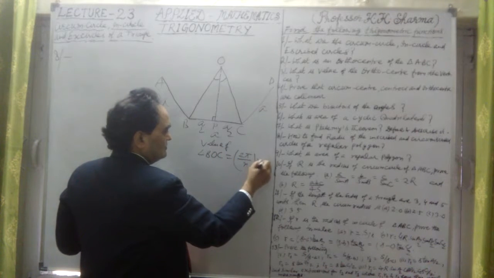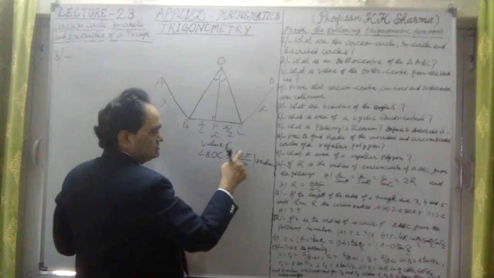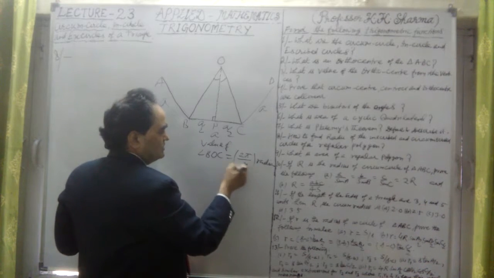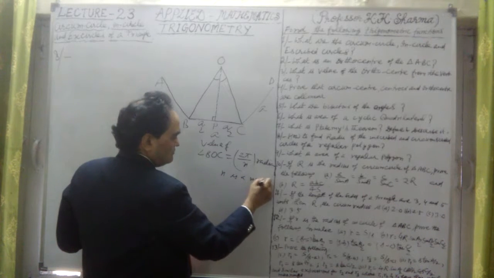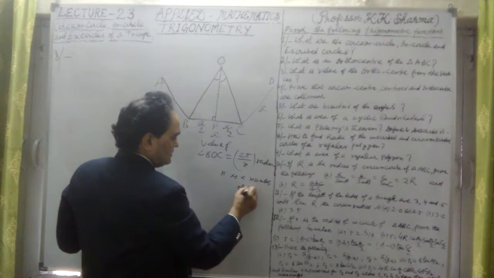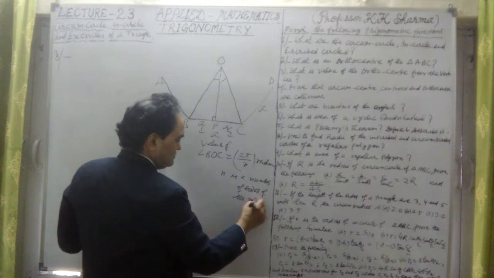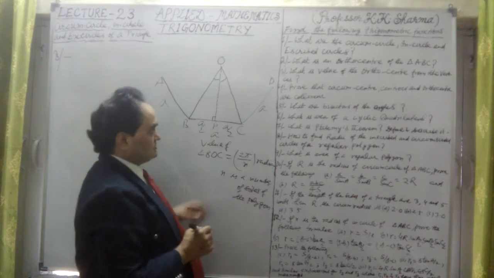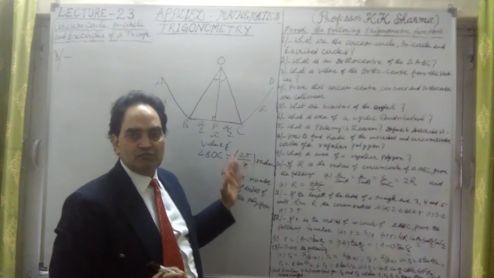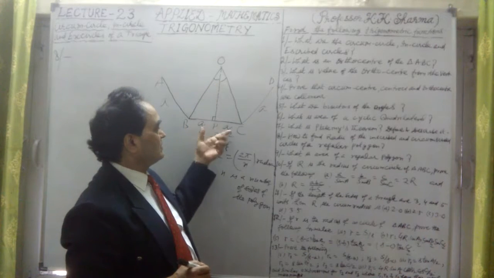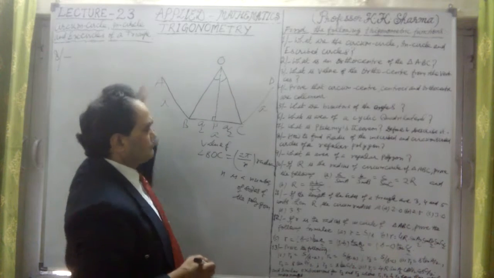This is in radians. In degrees, pi is 180 degrees, so it is 360 degrees upon n. Here n is the number of sides of the polygon, this is a regular polygon. So 2 pi upon n is the angle subtended by each side at the center. This is the center here.